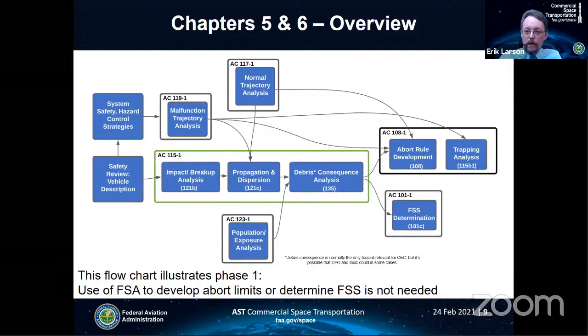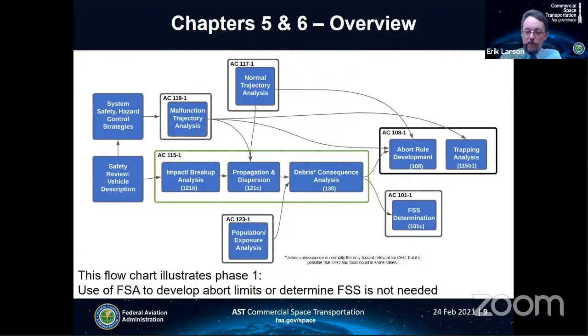This is phase one, which is using flight safety analysis to develop abort limits or to determine if a flight safety system is not needed, subject to 101C requirements. On the left side here, you see the core inputs come from the basic vehicle parameters: what is this vehicle, and what is the operation trying to do? And from system safety. You learn about the vehicle, you need to understand this particular vehicle, such as by doing a functional hazard analysis, and then what hazard control strategies may be put in place.